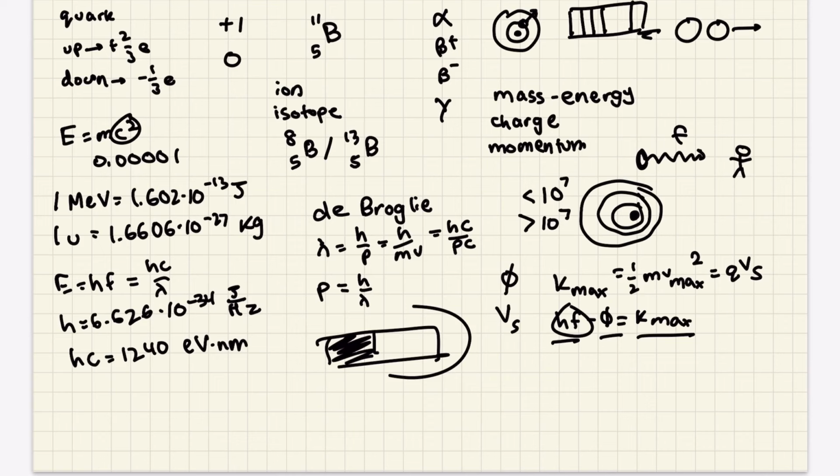Now, a few counterintuitive things. If you increase the frequency of the light, that only causes the electron kinetic energy to increase. Increasing this frequency only changes this. It does not change the frequency of the electrons being emitted. It doesn't mean that more electrons are going to be emitted. It just means that each electron has a higher kinetic energy.